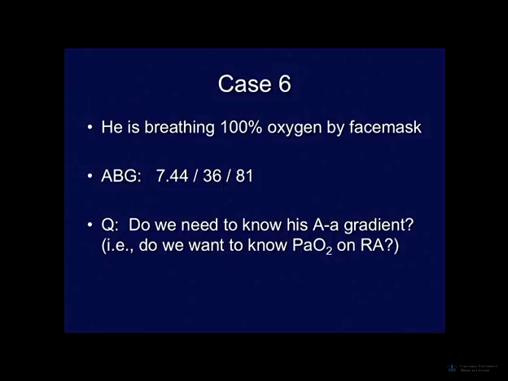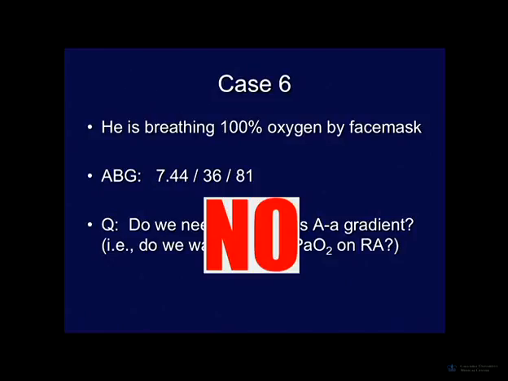So one scenario is, can you take the oxygen off and measure an AA gradient on room air? That would be pure, right? That would be the best way to know his AA gradient for sure. But that's not safe. So don't do that, all right? Which is a common scenario on the floor. You've got someone who's breathing 100% oxygen and barely making it with that. His AA gradient could be 500, 600. You know it's abnormal. You know he's in severe hypoxemic respiratory failure. You don't need to do it for the sake of figuring out a number. You need to treat the patient, okay?